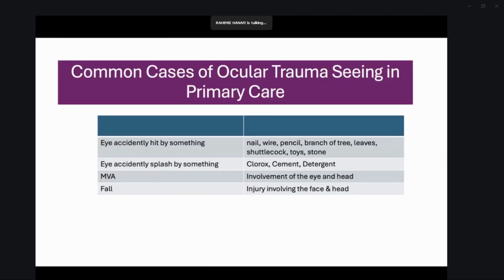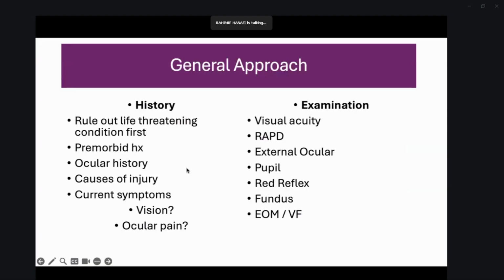Okay, so the common cases of ocular trauma seen in primary care can be simply an eye accidentally hit by something, either a nail, wire, pencil, tree branch, or shuttlecock, or an eye accidentally splashed by something, which is more of a chemical injury, or when the eye is involved in a motor vehicle accident, or just that the patient has had a fall.